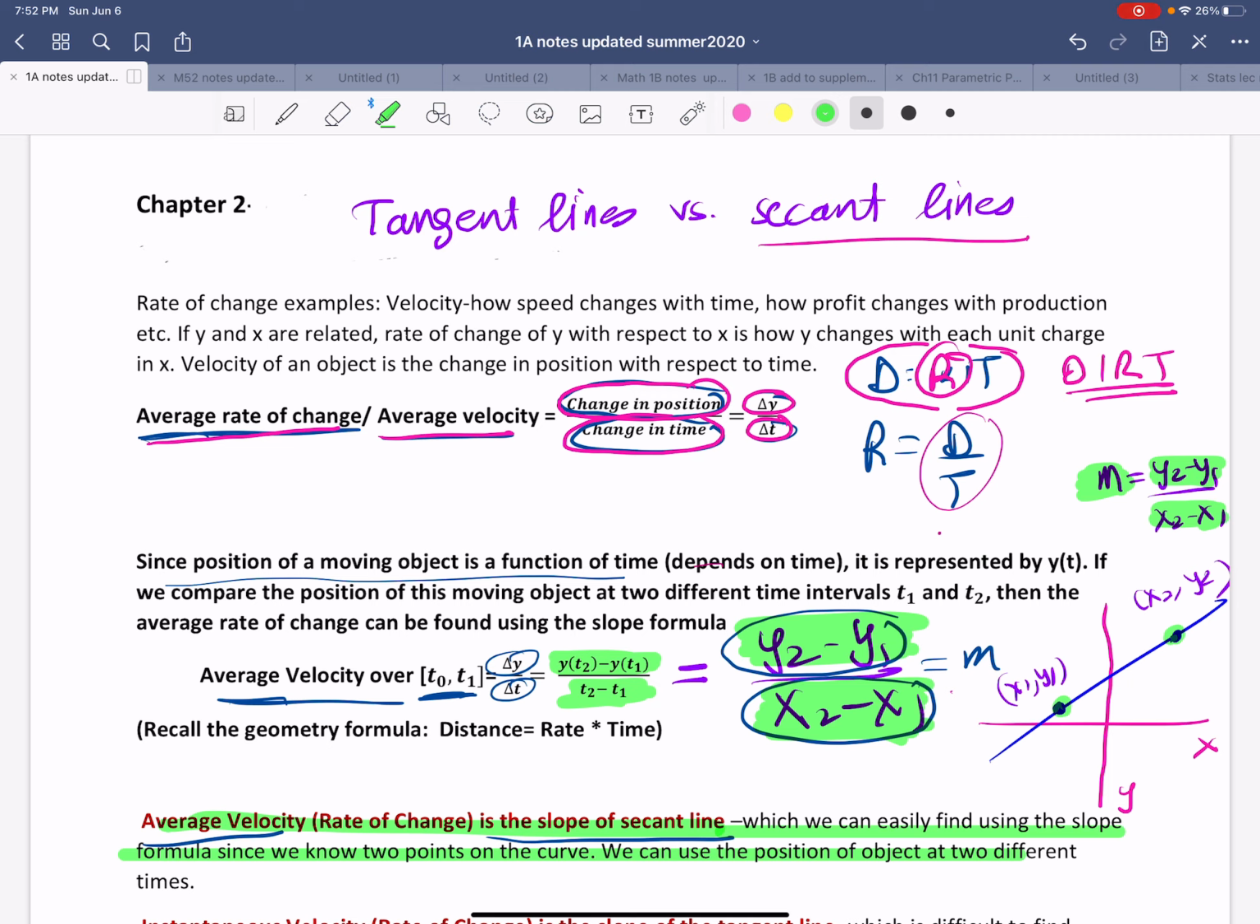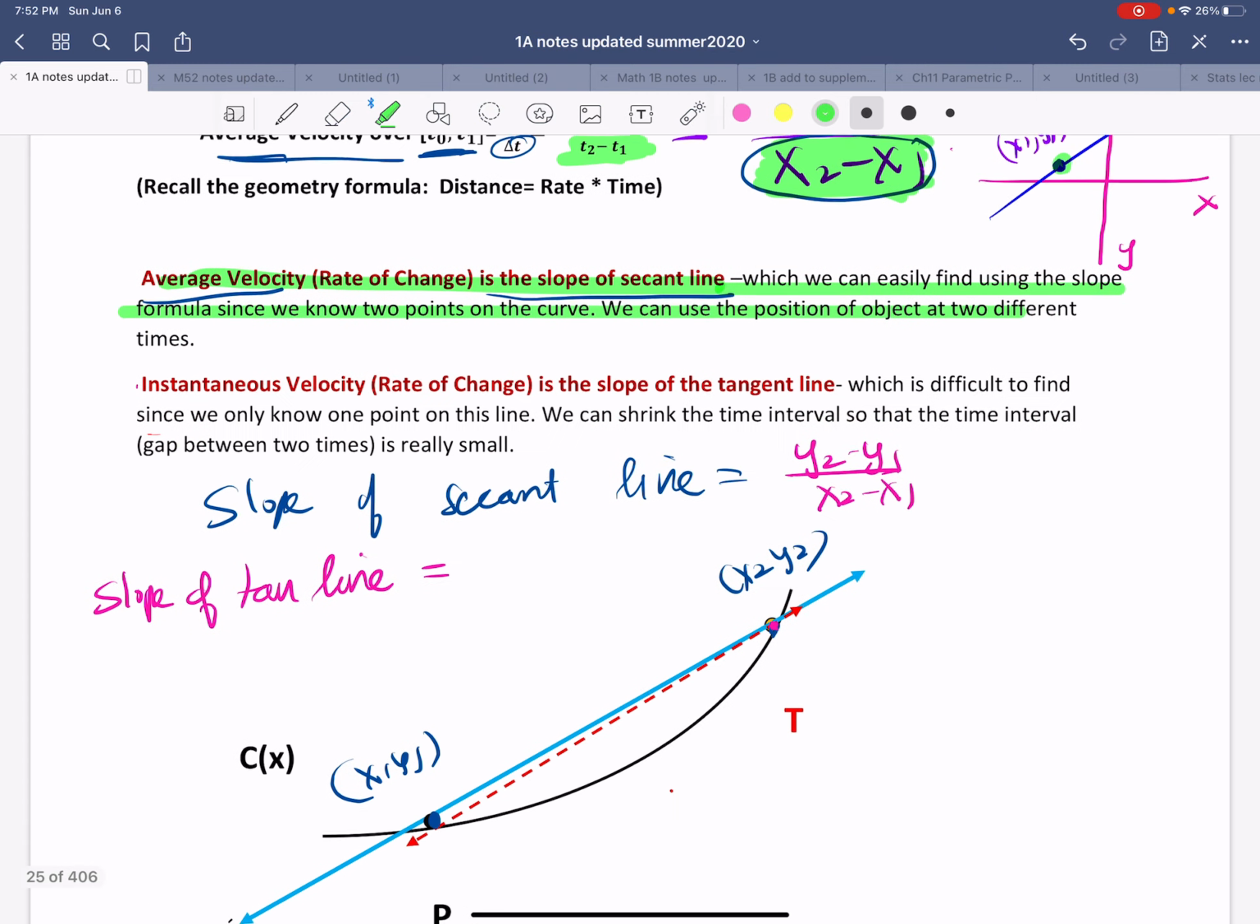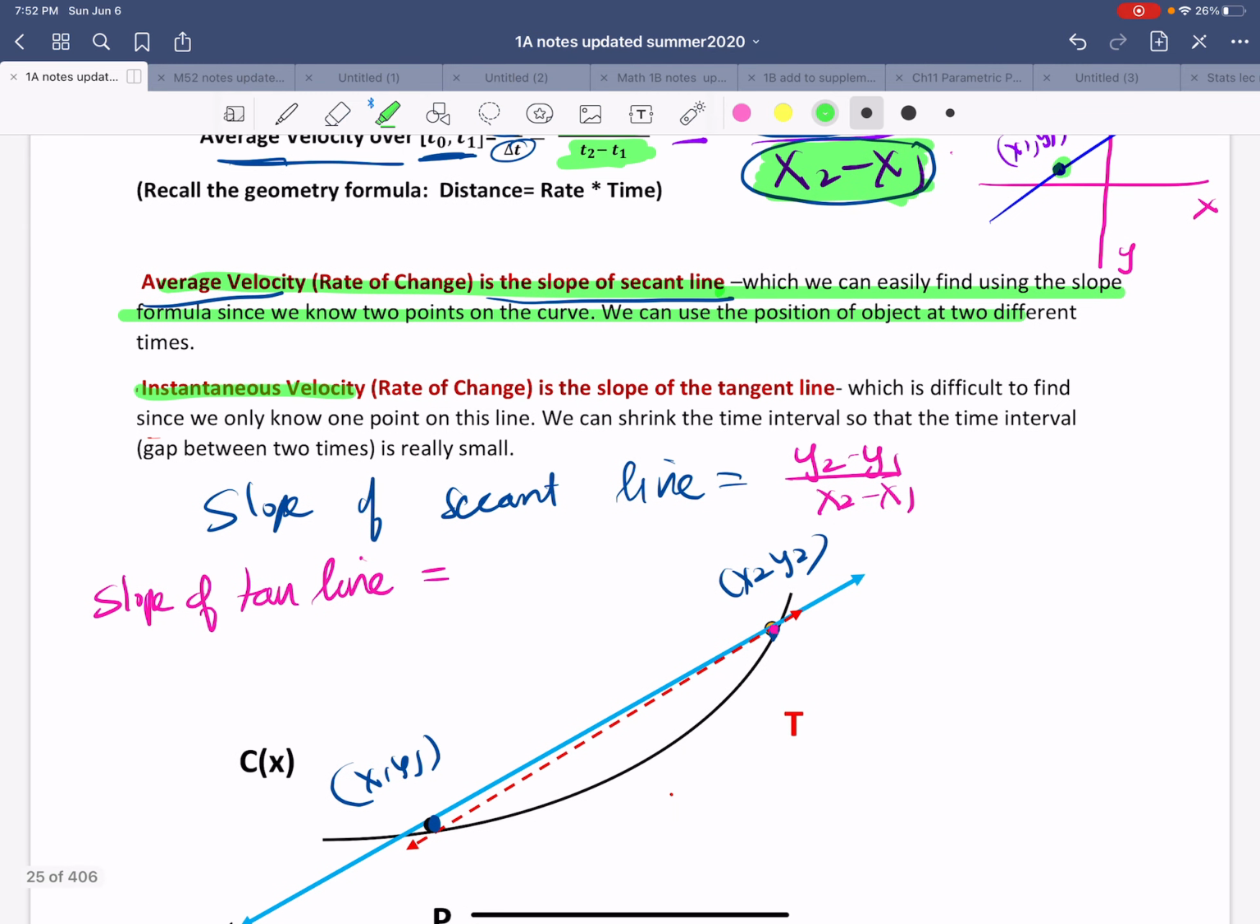But what if I want to find out exactly how far I was traveling after 15 minutes or after 20 minutes? If I want to find out the instantaneous rate, how would I find it? That's where calculus comes to the rescue. Instantaneous velocity or rate of change is the slope of the tangent line.